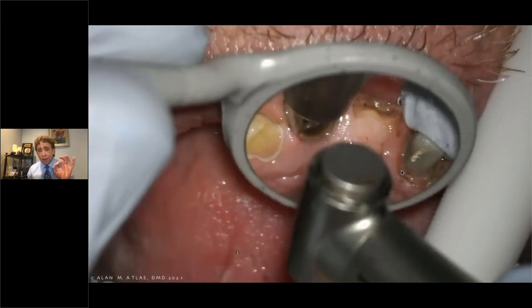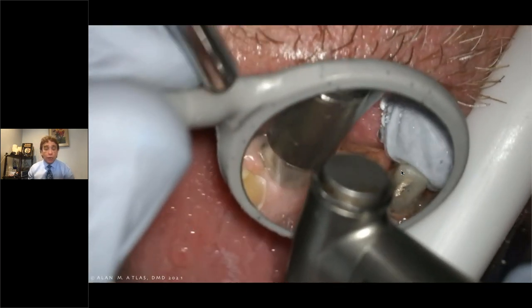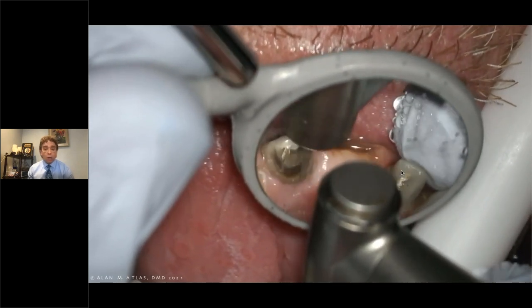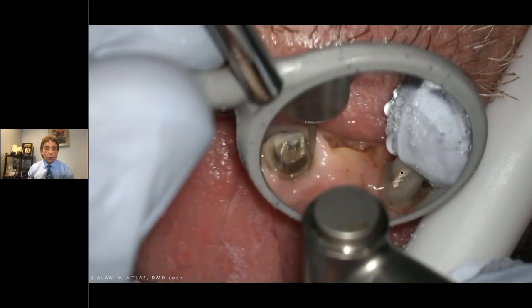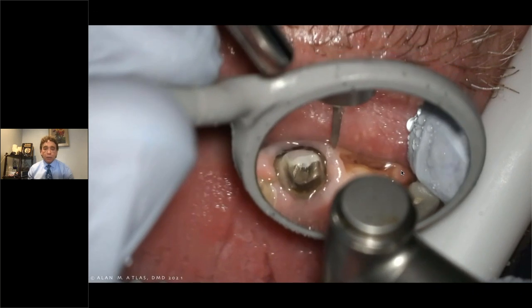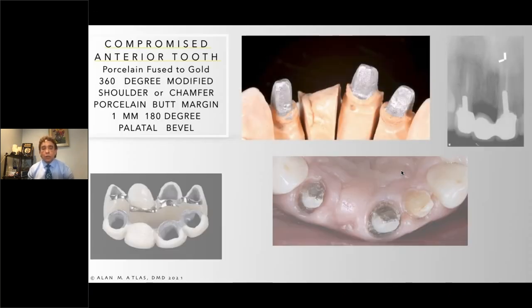I take a very thin, fine diamond. And all I'm doing is I'm trying to keep it as supragingival as I can, equigingival. I don't want to go way down below the gum. But in this situation, I'm just using a short stroke going across to about 180 degrees on the palatal aspect. I am not beveling the facial. I'm using a butt joint. It's simple. The microscope allows me to see this much more clearly, so I can do more precision dentistry. So when I have a compromised anterior tooth, I will use this type of restoration.